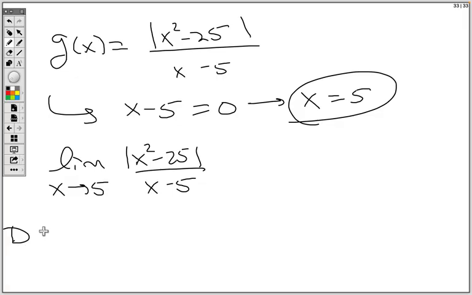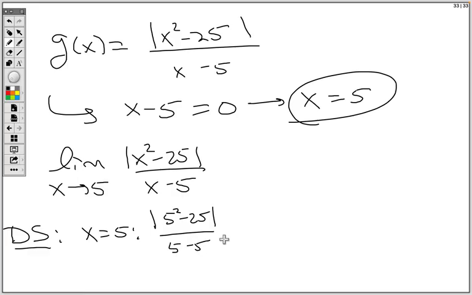So once again, we go back to direct substitution. I plug 5 into it. I'm going to get the absolute value of 5 squared minus 25 over 5 minus 5. So sure enough, I get that 0 in the denominator, but I also get a 0 in the numerator. So we have an indeterminate form here. So that means that there's a chance we might be able to get this thing to simplify out for us.